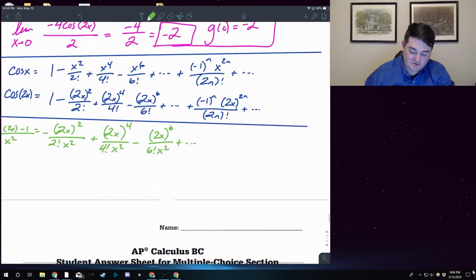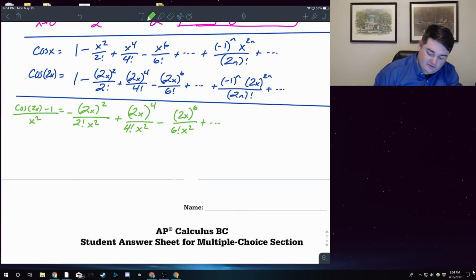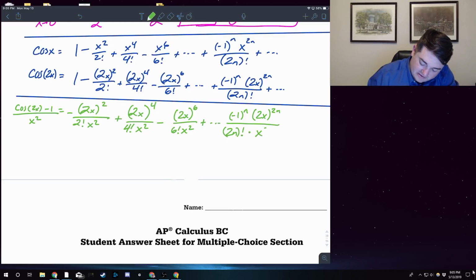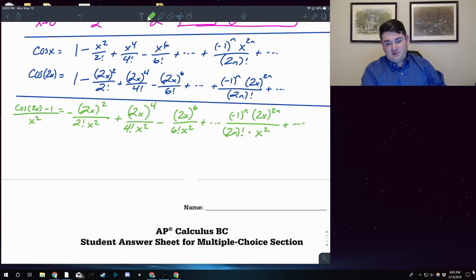They do want a general term, so I'm thinking negative 1 to the n times 2x to the 2n over 2n factorial times x squared. Okay, trying to keep it simple. The only difference with the minus 1 is where your n starts. N isn't starting at 0, it's starting at 1, but that's fine. The general term still holds up.